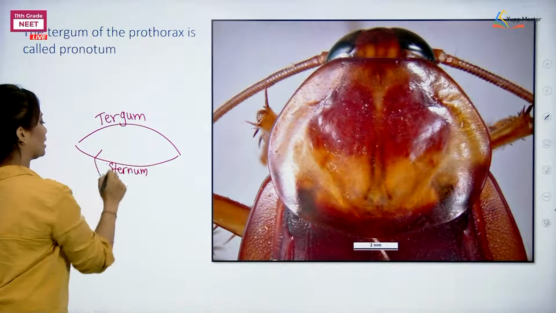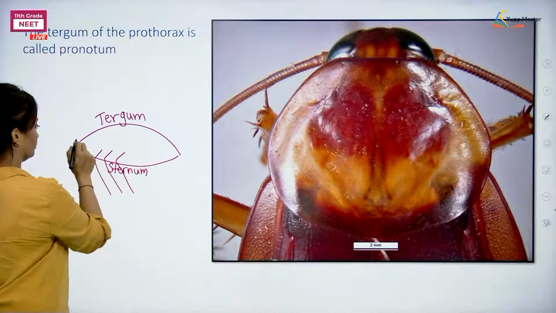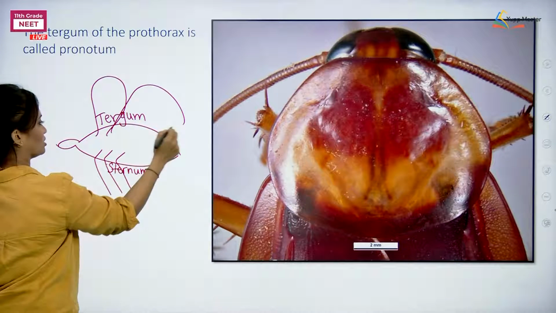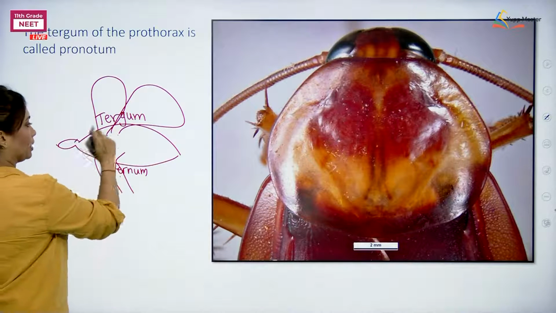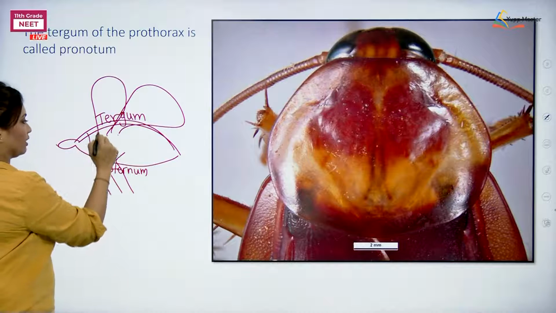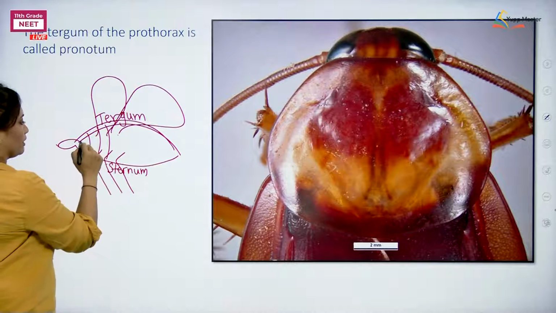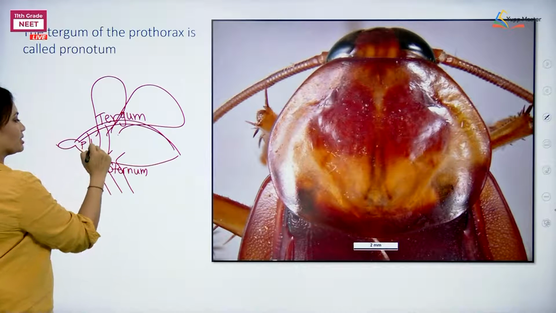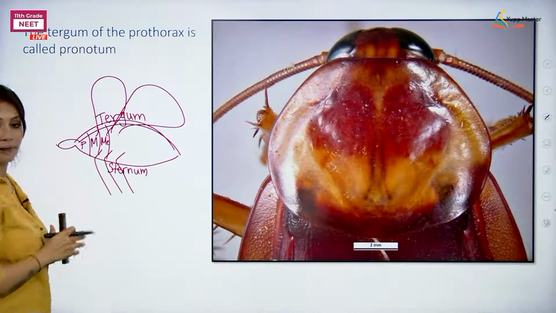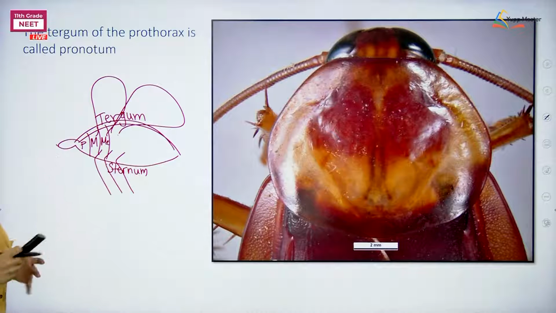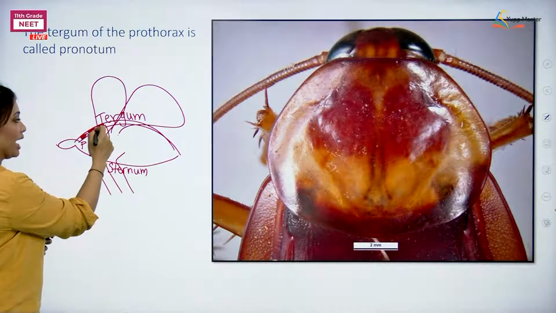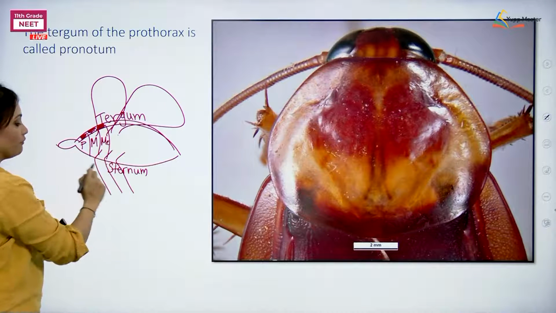Alright, so this is the part where the legs are, and this is the part where the wings will be. The upper part is the tergum. If I say that the thorax region is divided into three parts, this is the prothorax, this is the mesothorax, this is the metathorax. Okay, so prothorax, mesothorax, metathorax. All of them are divided. They have a dorsal tergum and a ventral sternum.